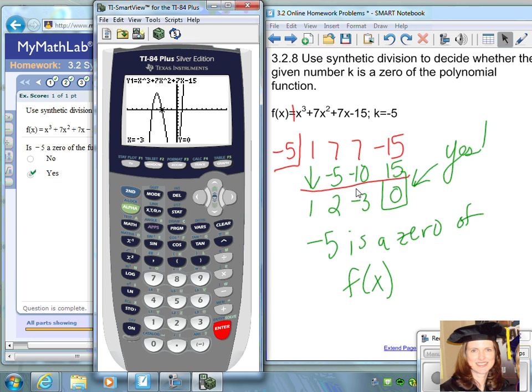If you use synthetic division, you would get a remainder of 0 if you put a -3 in the box. And it looks like a positive 1 is a 0. So again, you can trace and type in 1, and you'll see that this graph also crosses through the x-axis at positive 1. If you did synthetic division with a positive 1, then you would have a remainder of 0.